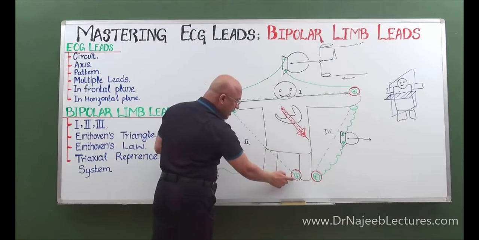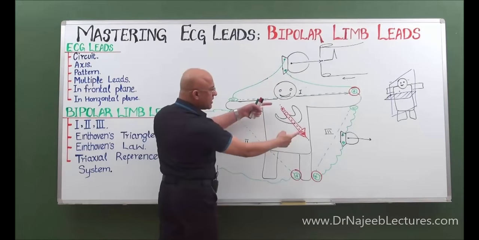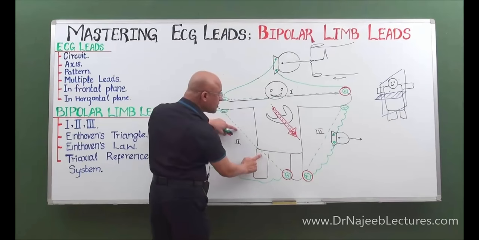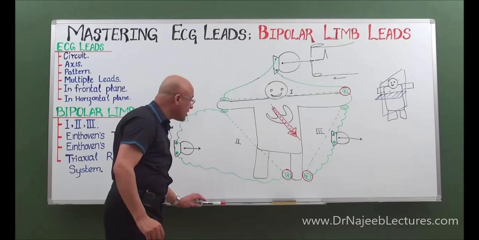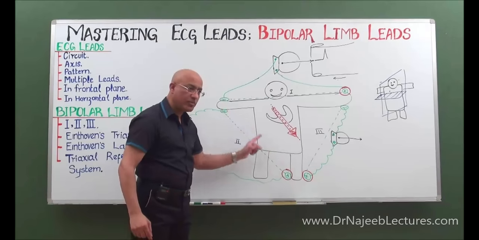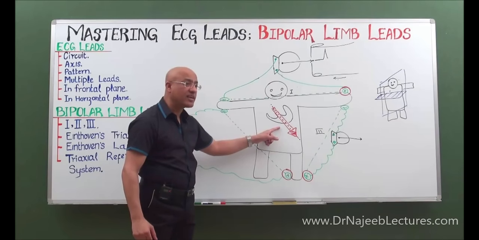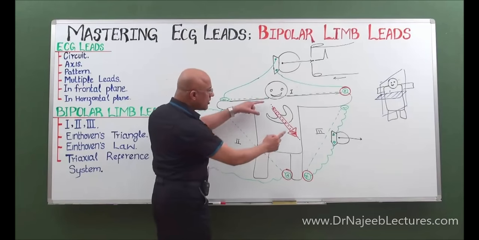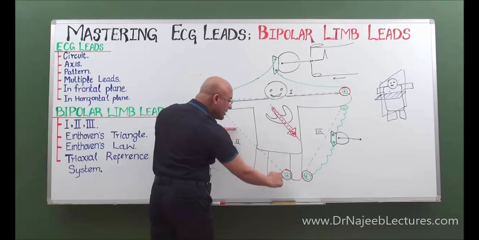Now, whether there will be a positive deflection or a negative deflection depends on how much of this vector is along the electrical axis of the lead. Again, how much lead number two is able to scan the electrical activity of the QRS vector depends on how much component of the cardiac vector is parallel with the axis of the lead.